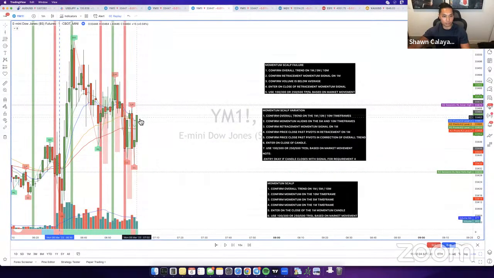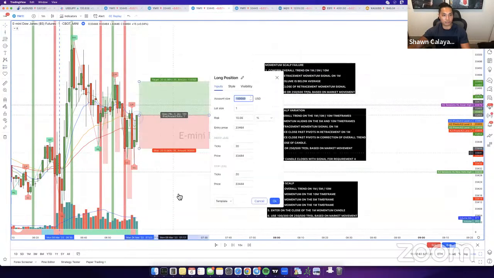Okay, so for this one right here, this would have been a momentum scalp variation. Again, overall trend was bearish. Momentum aligned on the 5 and 10. We had a retracement momentum signal right here. Price retraced below, closed back above right there. This was a momentum scalp variation. I think this is the one that we took, but I can't remember if this is.